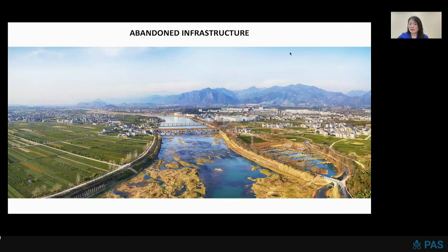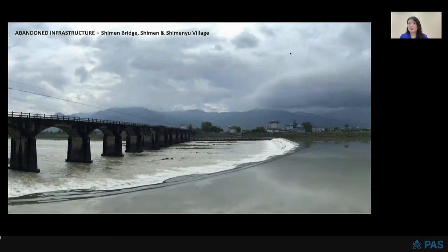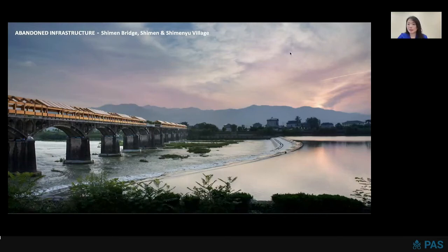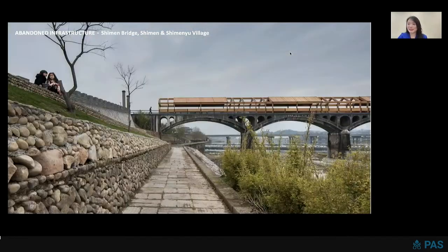The abandoned infrastructure is also a valuable local resource that could be reused to restore the local identity. With a new bridge for vehicles built nearby, the old Shimen Bridge had been eventually abandoned and was about to be demolished. So we proposed to renovate the existing structure and add a new timber canopy. The unsafe infrastructure has been converted into a pedestrian bridge, reconnecting the two villages across the river.